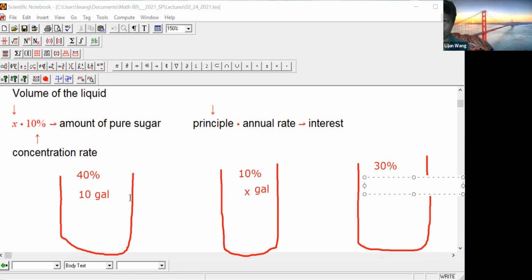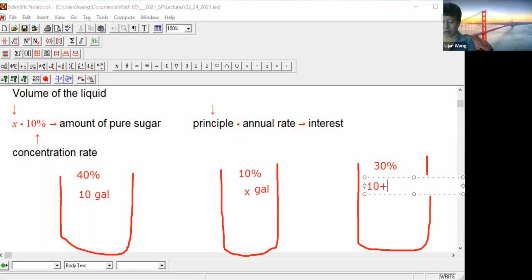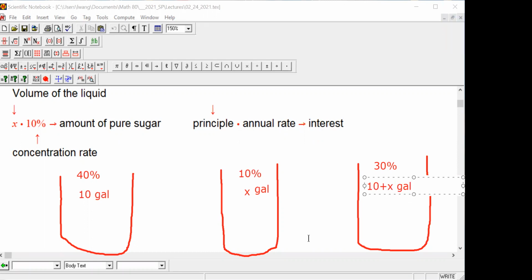We add these two liquids, right? One container has 10 gallons, the other container has X gallons. If you add these two, how many gallons do you have? Would that be 10 plus X gallons? Does everybody agree? All right.